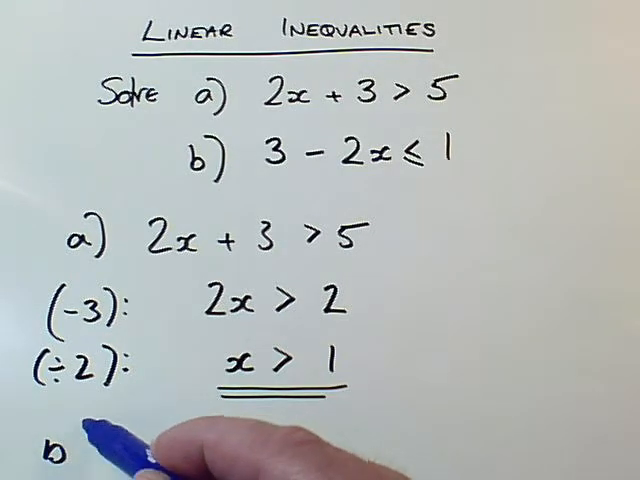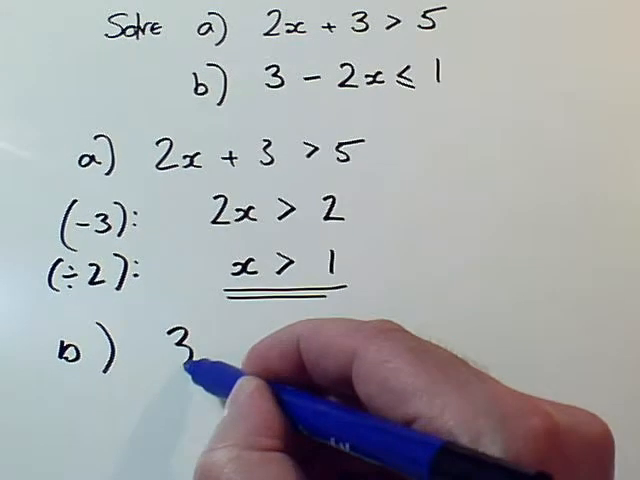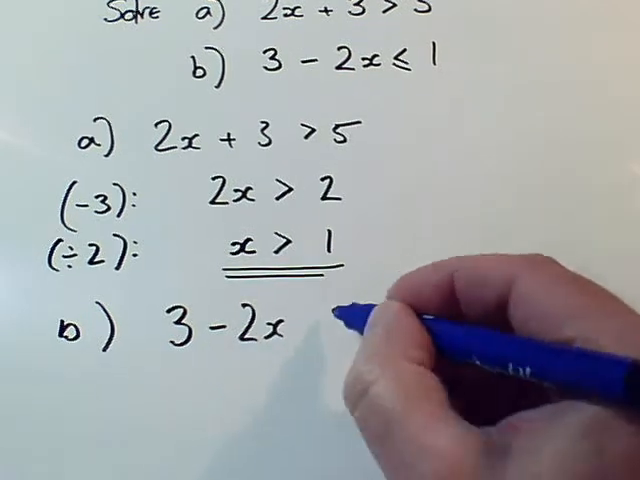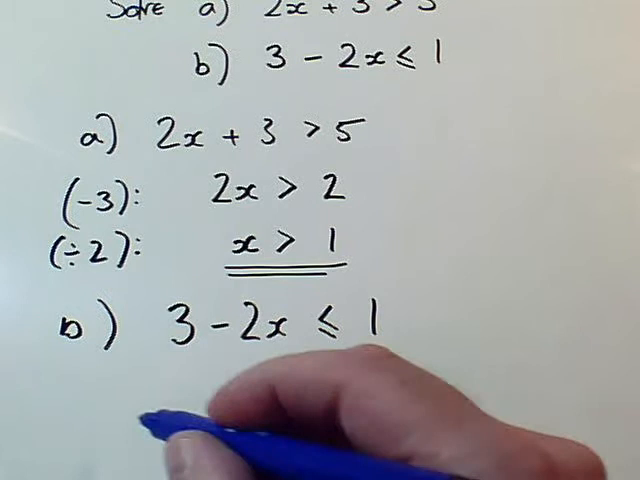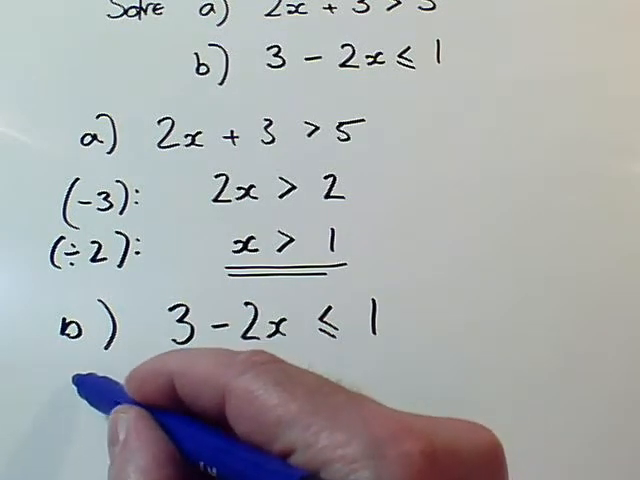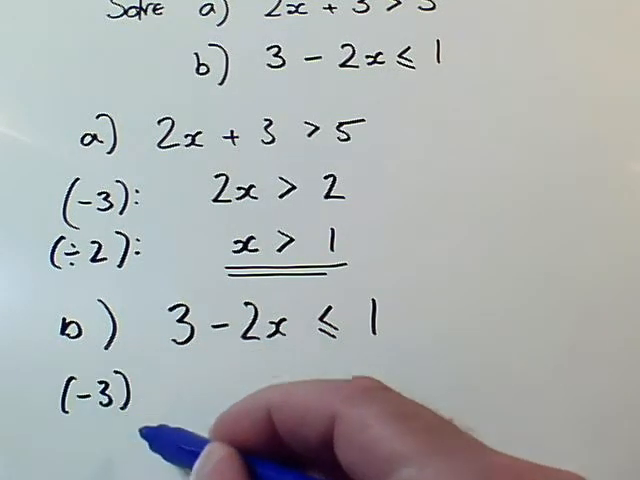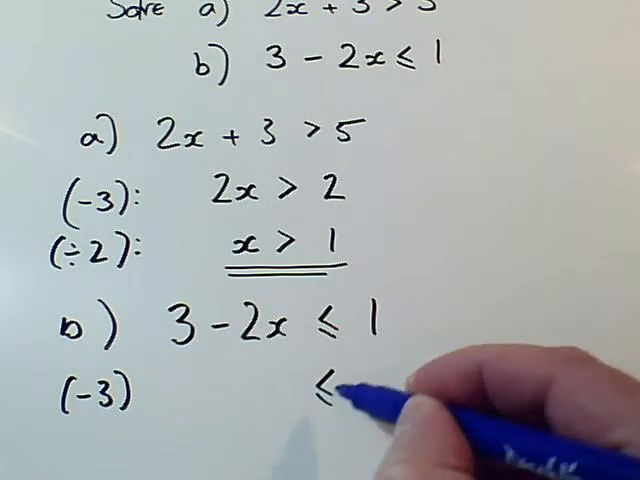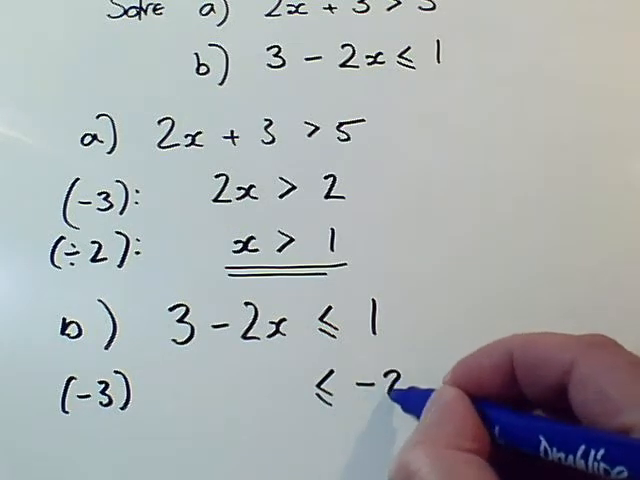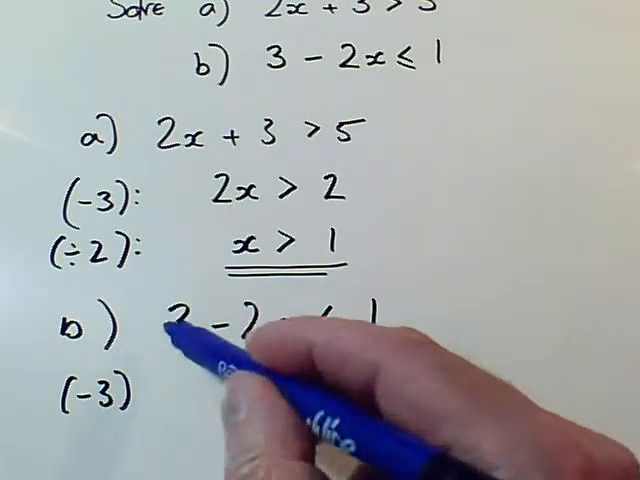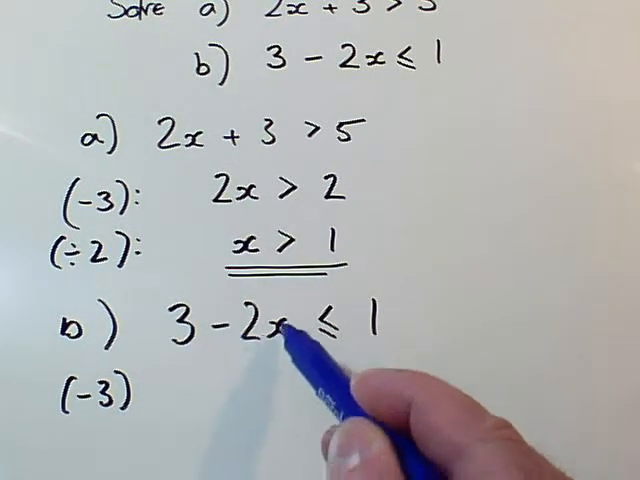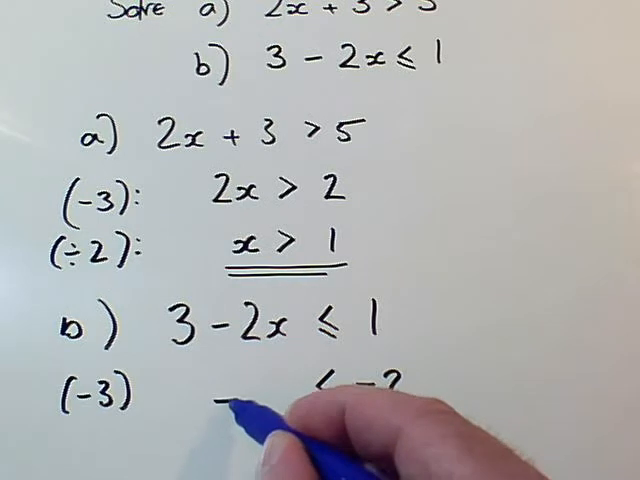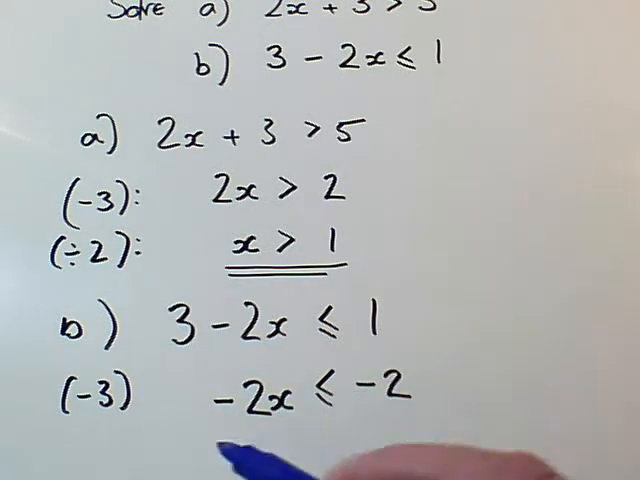But now let's look at B. In B, we're starting with 3 minus 2x being less than or equal to 1. Okay, well, I'm going to start by dealing with the 3. So as before, I'm going to subtract the 3 from both sides. On the right-hand side, 1 take away 3 is minus 2. And when I subtract the 3 from this side, this is a plus 3, so that just disappears. But remember, the minus is glued to the 2x, so this is still minus 2x.